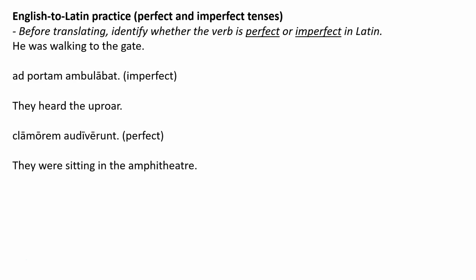They were sitting in the amphitheatre. This is imperfect tense because they were sitting. And the answer is in amphitheatro sedebant, with the BA ending telling us it's imperfect and the NT on that ending telling us it's they.